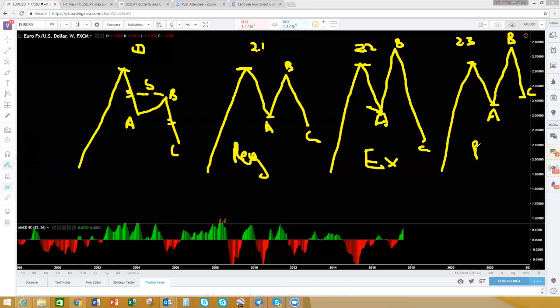All right, so these are the three types of corrections. You also get combinations of all these corrections. So you can get a zigzag in combination with a regular flat, or in combination with the expanding flat or a running flat. So we always look for these things.